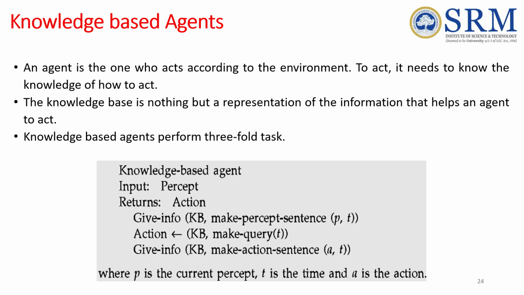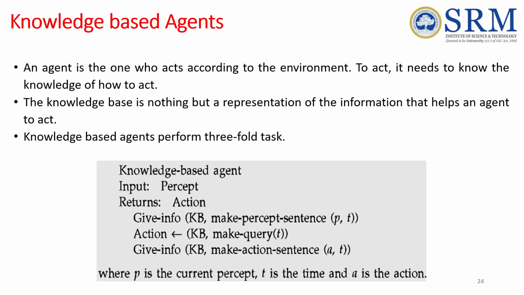So the algorithm we can see is the knowledge based agent. The input is the percept, and it returns an action. P stands for current percept, T stands for current time, A stands for action performed, KB stands for knowledge base. First of all, step one is adding the percept to the knowledge base: TELL(KB, MAKE-PERCEPT-SENTENCE(P, T)).